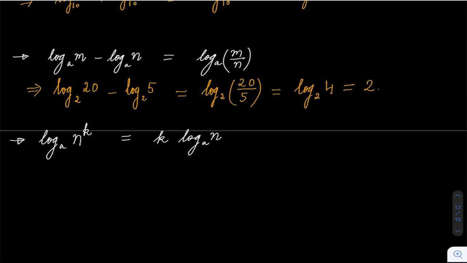Okay. Last and very important is log of n to the power k base a is nothing but k times log n base a. So basically, if your number has some power k or exponent k, then you can bring that exponent outside the logarithm like this. So this k comes outside the logarithm like this.